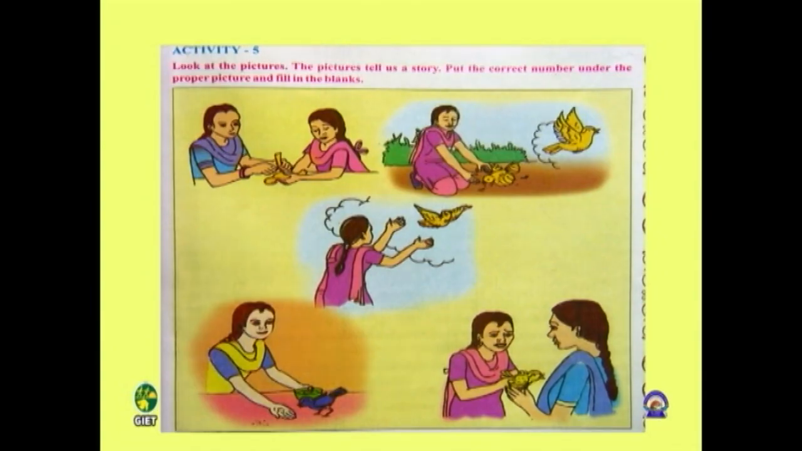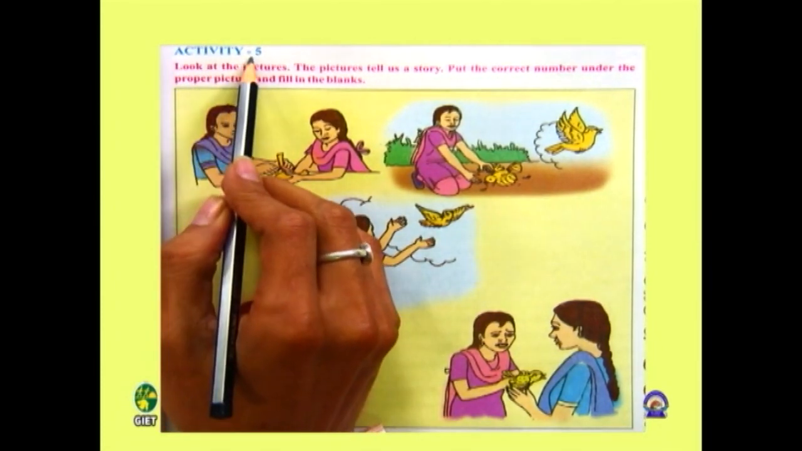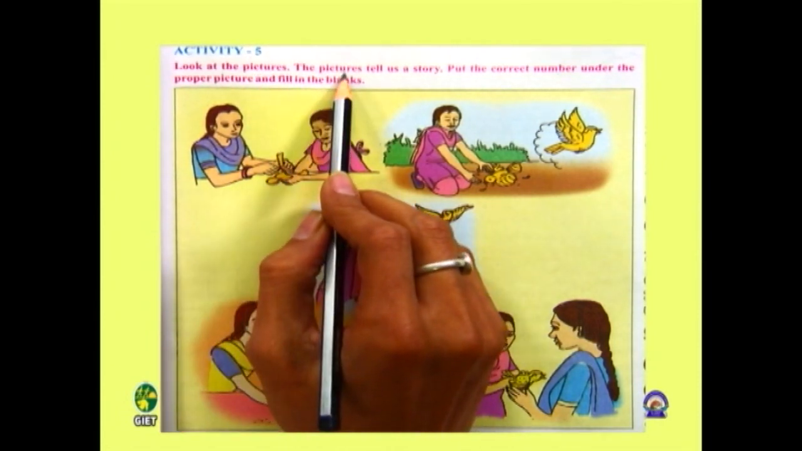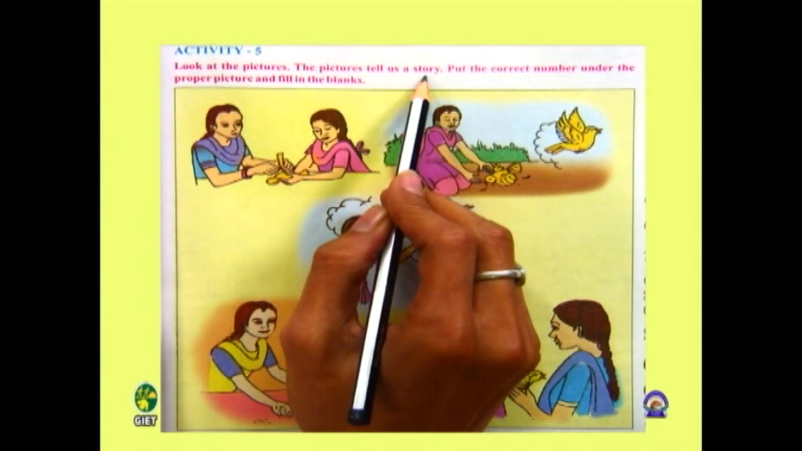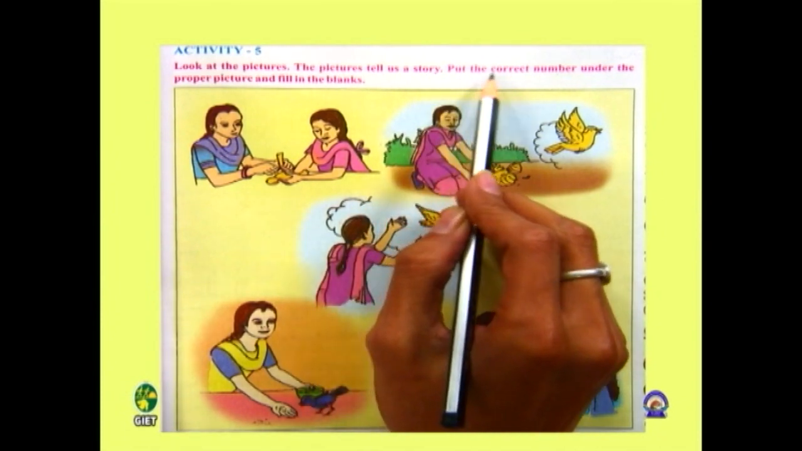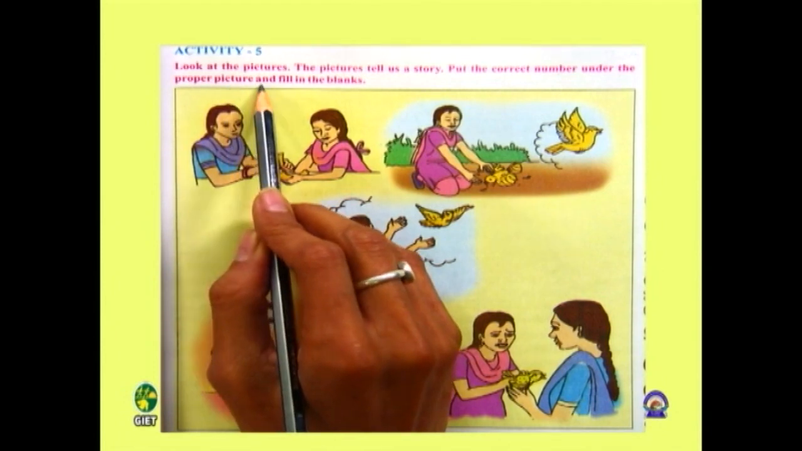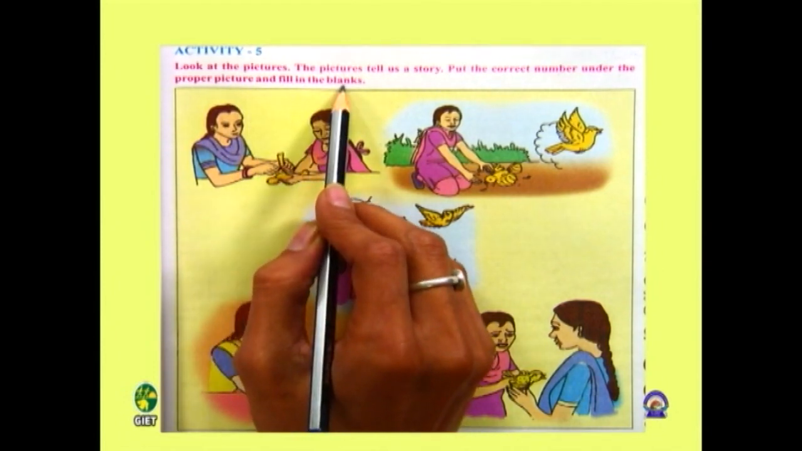Now open your textbook on page number 29. Let's enjoy activity 5. Friends, you can read with me. Activity 5. Look at the pictures. The pictures tell us a story. Put the correct number under the proper picture and fill in the blanks.